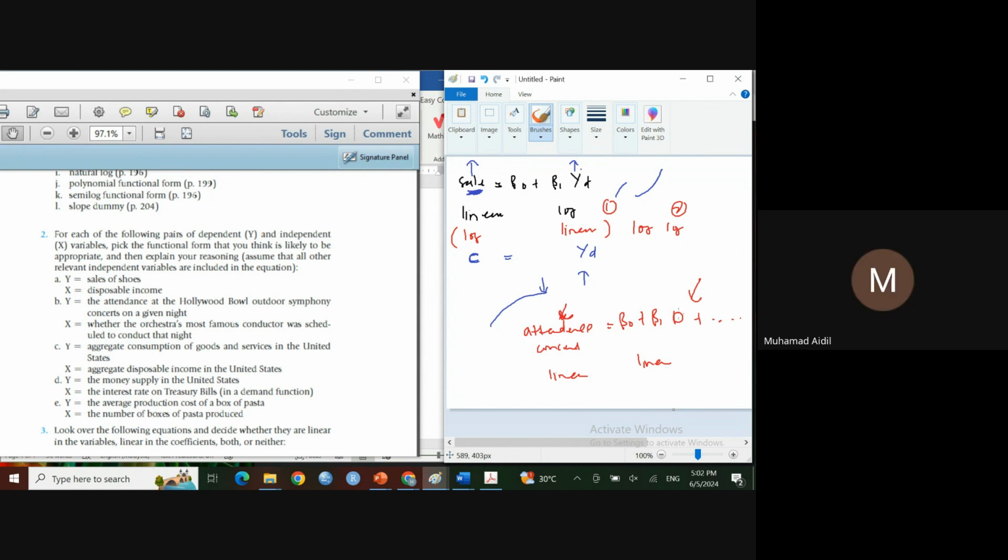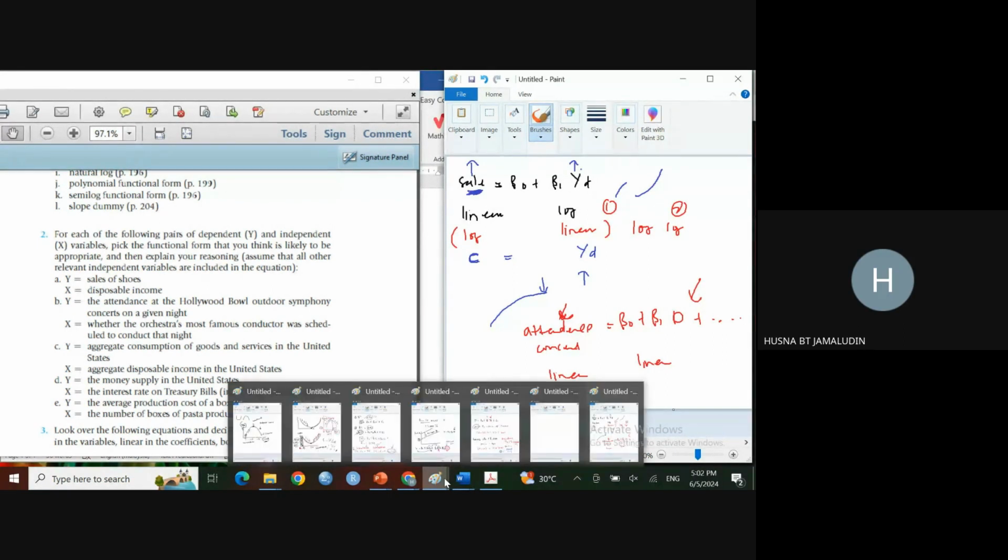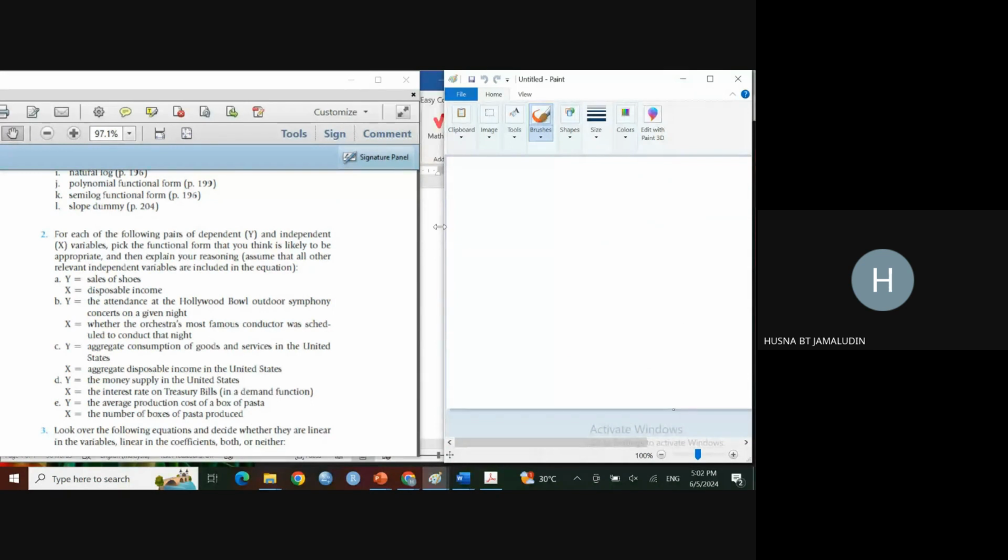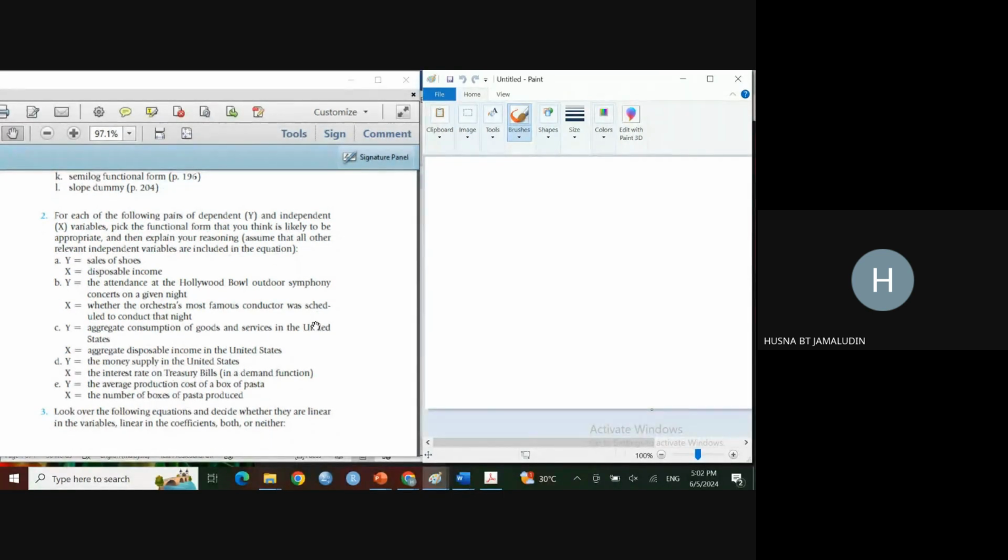Yes, madam. Okay, you want to proceed or we can just stop here? Proceed. Proceed. Okay. Because I think that this question is very important. It will tell you what kind of functional form you have to choose depending on the variable, right?